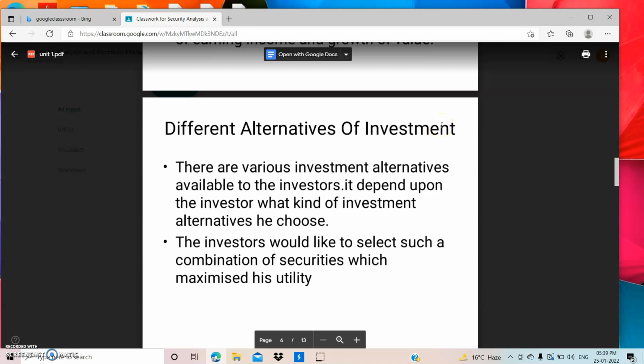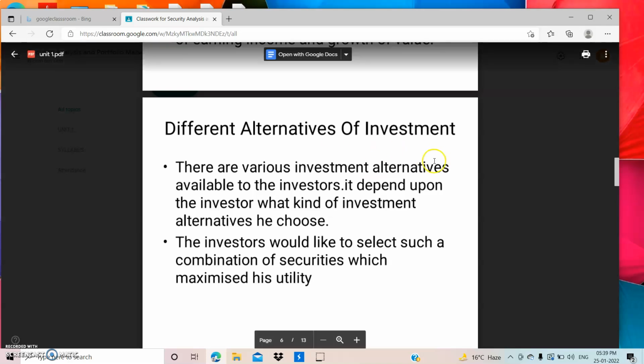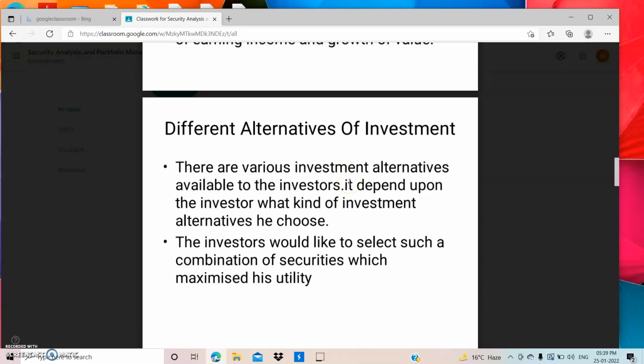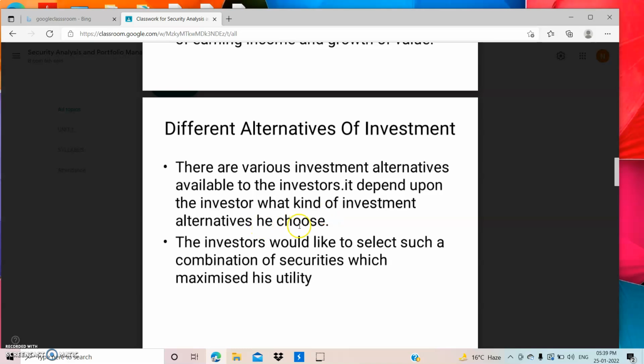Now moving on to the next topic, that is different alternatives of investment. Alternatives means various options of investment. There are various investment options which are available to the investors. It depends upon the investor what kind of investment alternative he chooses.